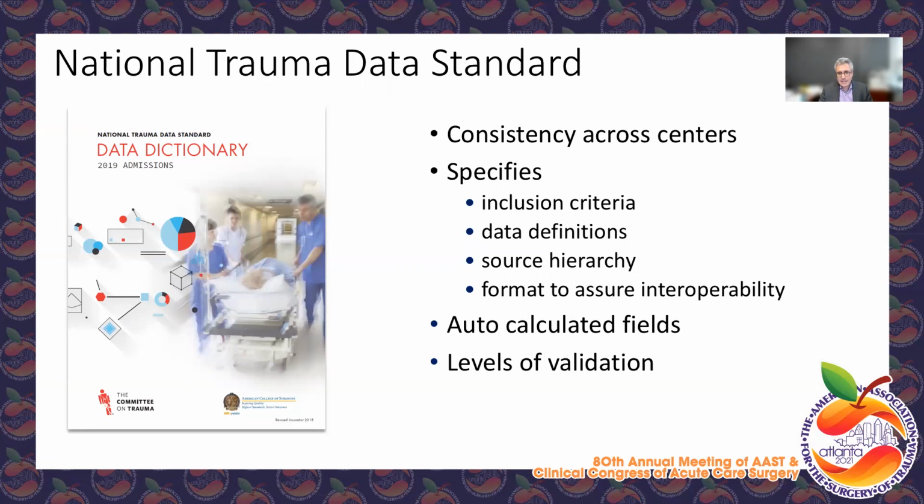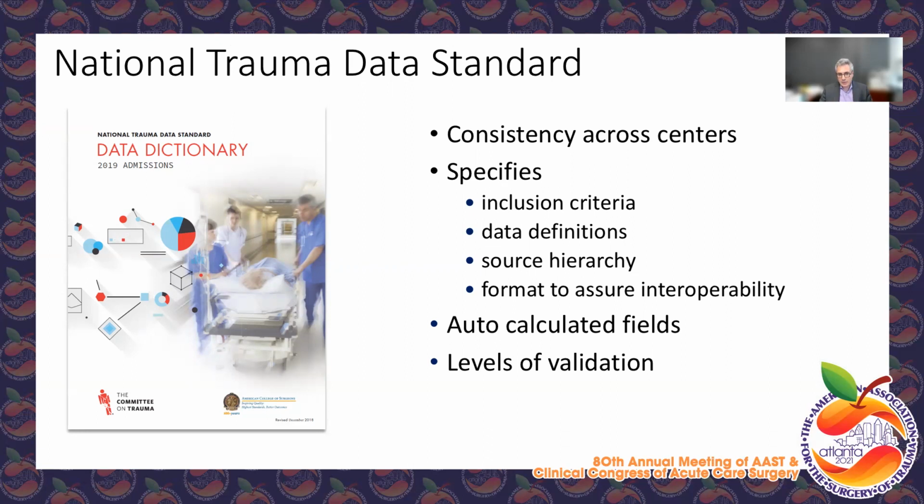This is essentially the data dictionary for TQIP. And when you're putting together your study, if you want to get a sense of what we're collecting as a matter of routine and how we define it, that's all in the NTDS, and this is available on the ACS website. Just look up NTDS data dictionary and you'll find it. But this is how we assure that centers are using the same definitions across all our participants.